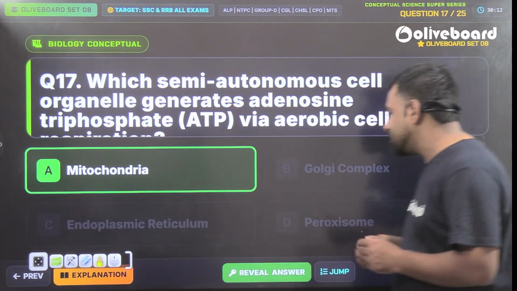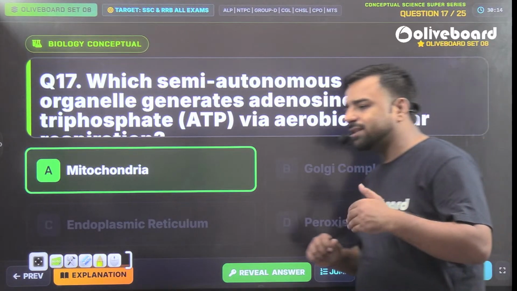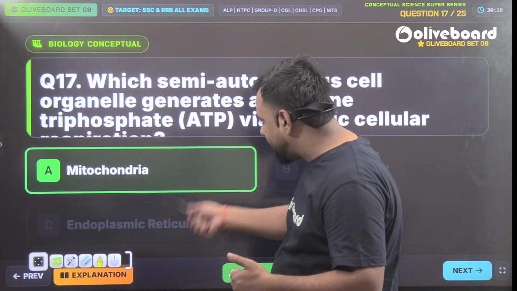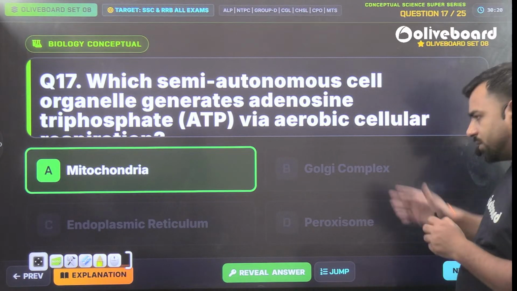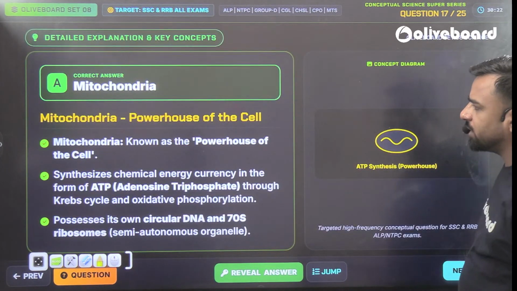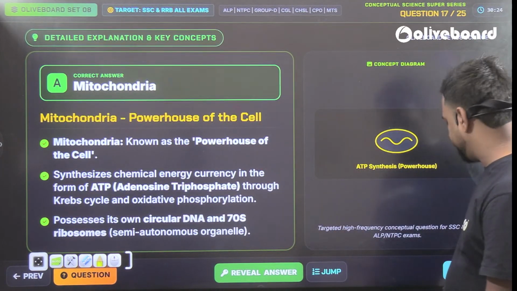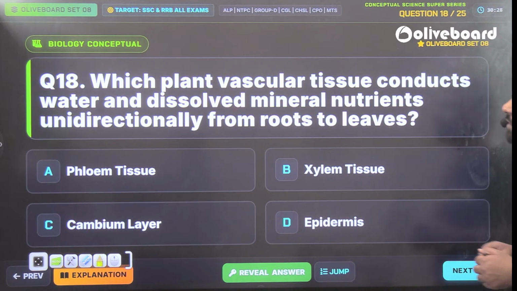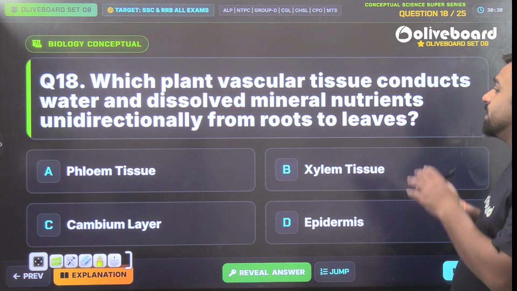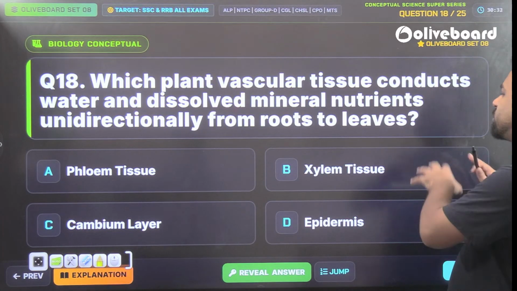What about the other options? Golgi complex is used in intracellular transportation. Endoplasmic reticulum is used in the formation of lipids and proteins. Okay, so here A was the correct answer. So this was known as the powerhouse of the cell. Next. Which plant vascular tissue conducts the water and dissolved mineral nutrients unidirectionally from roots to the leaves?